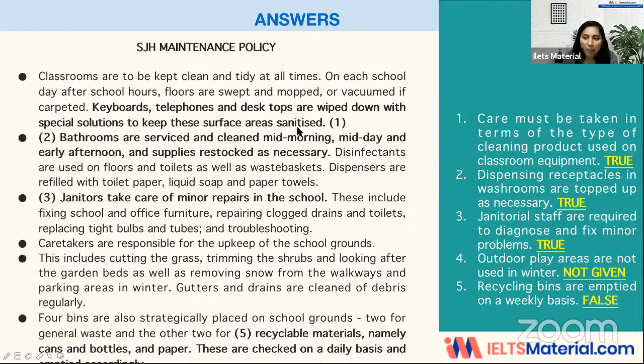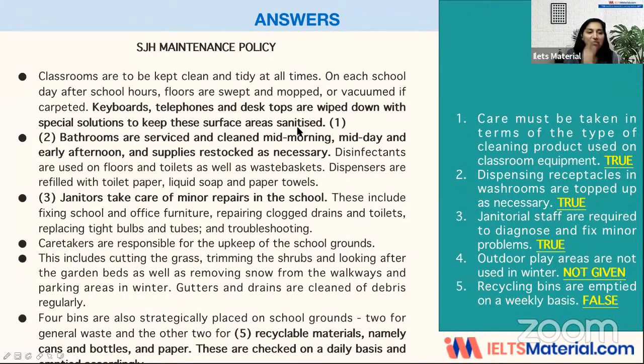See the second one: dispensing receptacles in washrooms are topped up as necessary. The meaning of dispensing receptacles is the supplies or materials used for dispensing in the bathrooms. They should be restocked, and only if it is necessary. That is completely given in the passage as well as in the question. There is no change in the meaning, and you can see that it is paraphrased. So this is called paraphrasing, where the meaning is intact, but the words are different.